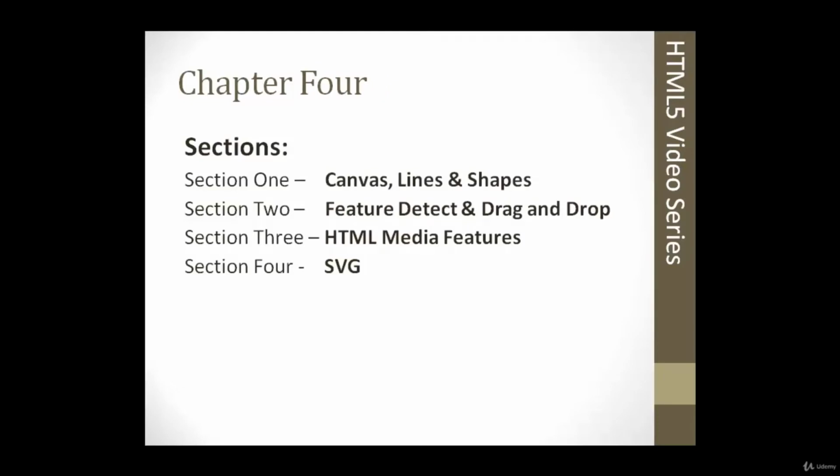Chapter 4, we're going to start with learning about Canvas. We're going to make some lines and shapes, and we're even going to do some animation with JavaScript. Section 2, we're going to show you how to detect certain features in your browser to make sure that your browser can do these new HTML5 features. And we're also going to learn basic drag and drop, how to grab something in your browser and bring it over and set it somewhere, which will probably be a side project because there's not really much room for that in the main project we're going to be building.